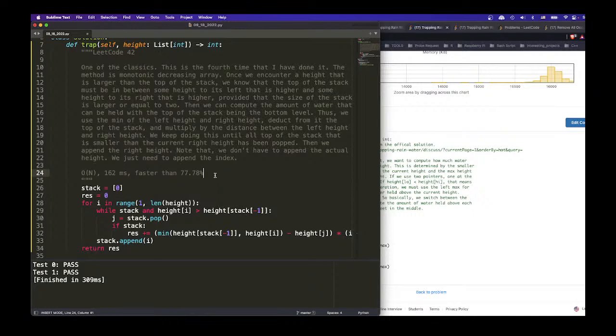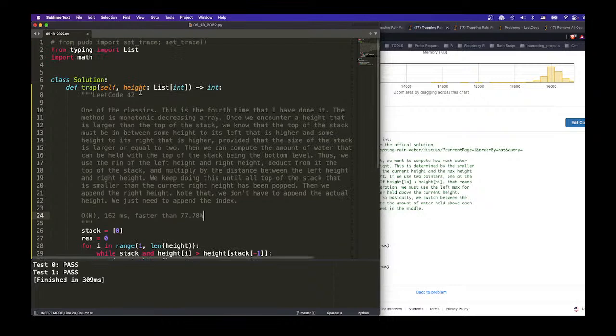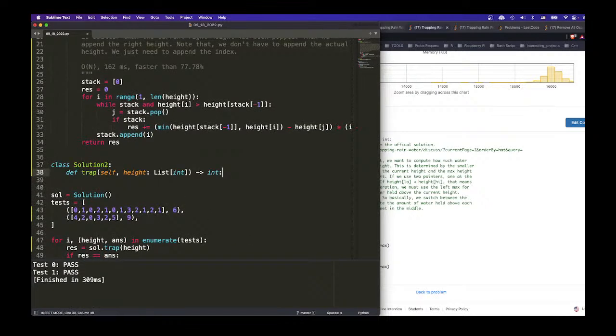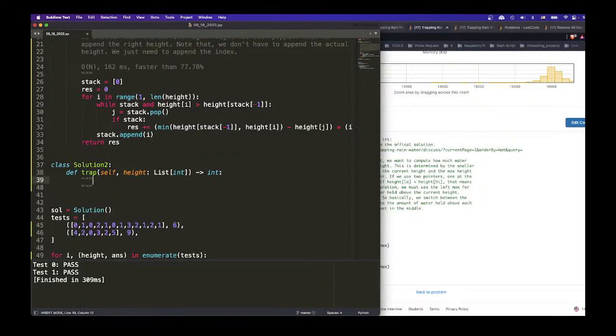And if left becomes bigger, the 2-pointer solution. Yeah, I kind of remember there is a 2-pointer solution. The monotonic stack works as well. So this is the 2-pointer solution.